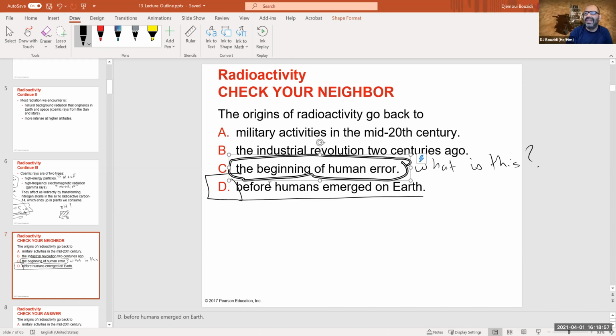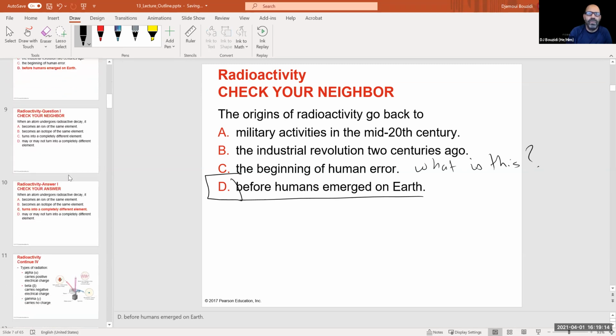I don't know what that means, okay? I know probably it may go to some sort of religious belief or something like that, but that's not the case in here. So anyway, the correct answer is before humans emerged on Earth. So it existed before that, before any human activity or any politician or anything like that, okay?